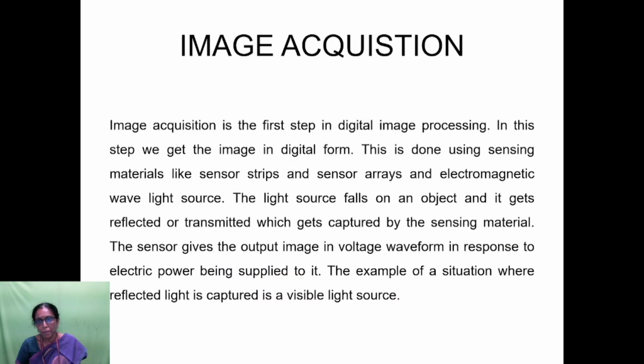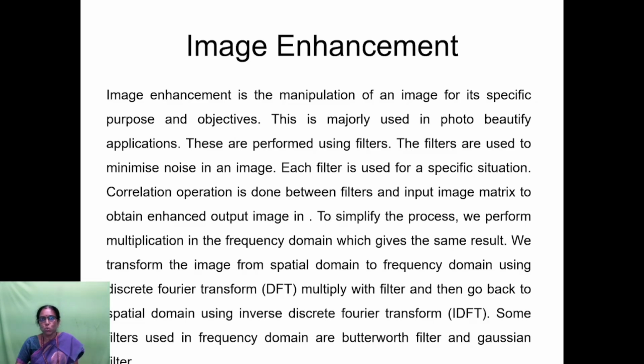So the first one is image acquisition. Image acquisition is the first step in digital image processing. First we have to get the image in digital form. This is done using the sensor strips or sensor arrays and an electromagnetic wave light source. The light source falls on an object and it gets reflected or transmitted, which gets captured by the sensing material. The sensor gives the output voltage in a voltage waveform in response to the electric power supplied to it. An example of a situation where reflected light is captured is a visible light source.